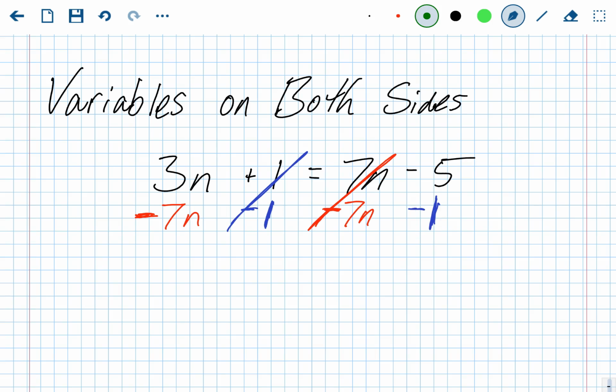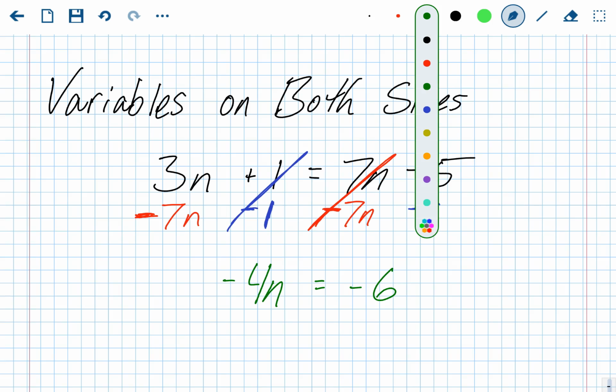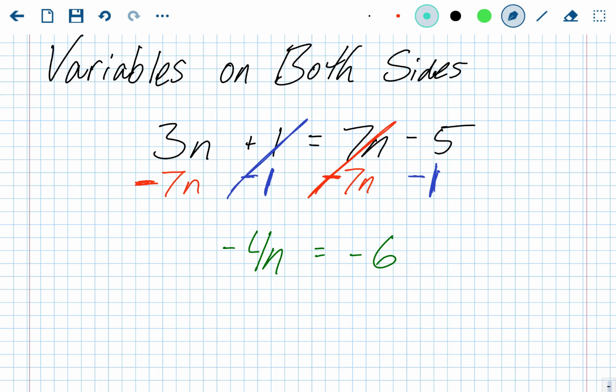So what's left now? On the left side, you have 3n minus 7n. 3 minus 7 is negative 4n. On the right side, you have negative 5 minus 1. Okay, careful with the negatives. Negative 5 take away 1 is negative 6. So now you're down to a one-step equation. Negative 4 times n equals negative 6.